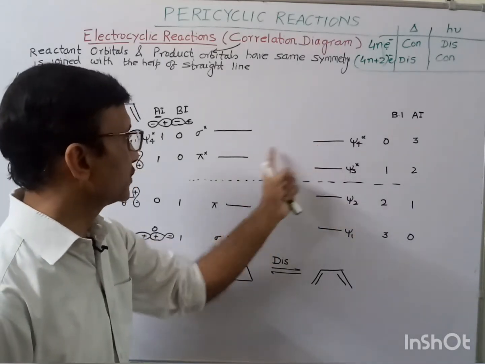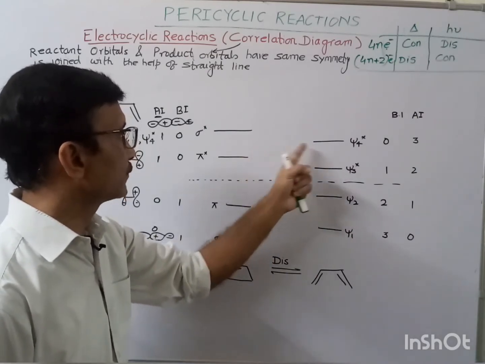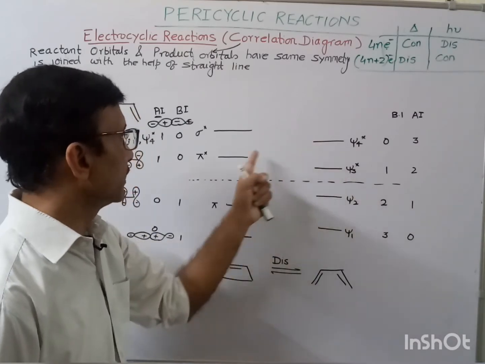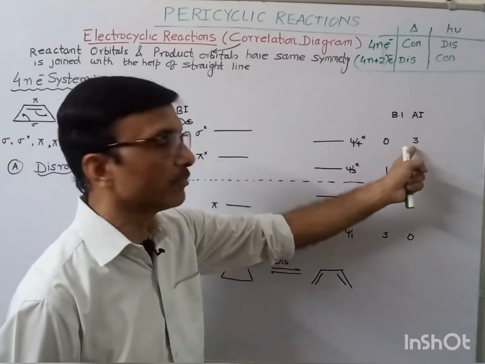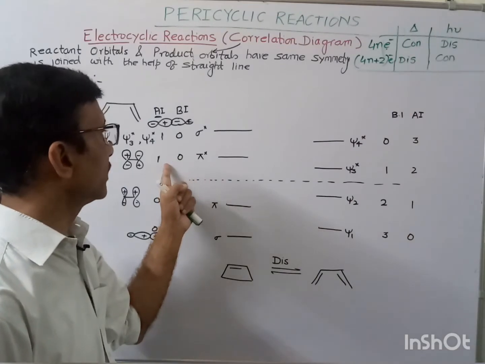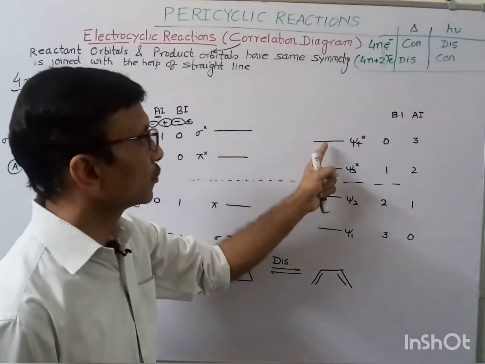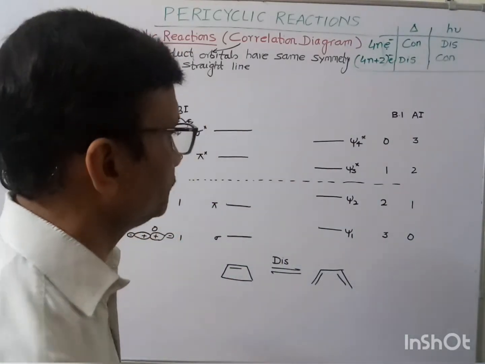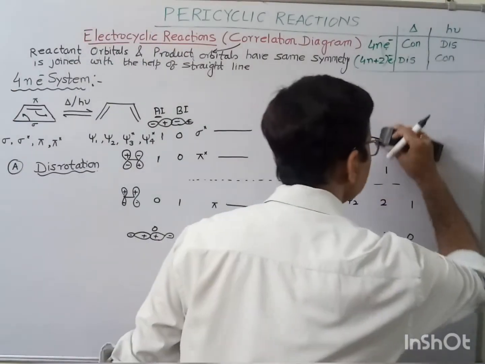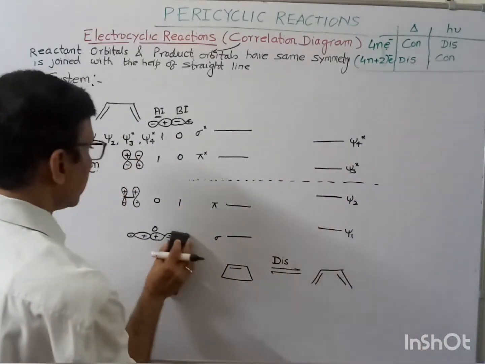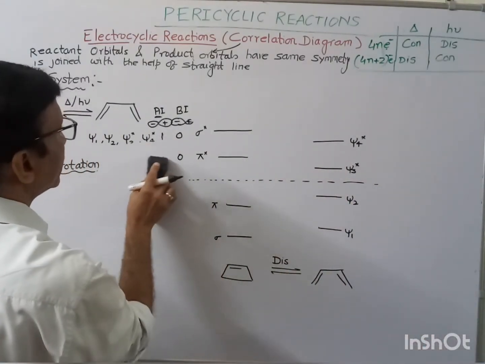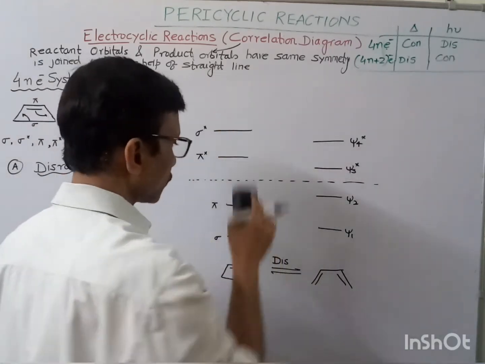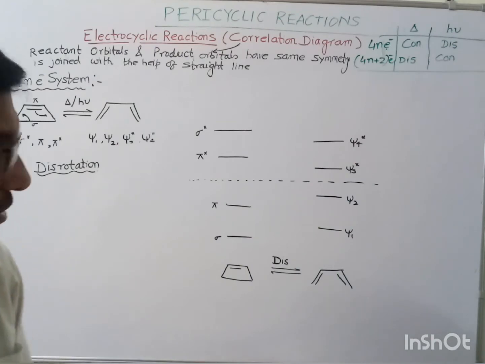So if you will compare this one pi star and Psi4 star, then this is having the 3 anti-bonding interaction and this is having the 1 anti-bonding interaction. That's why no doubt it will have the higher energy. So like this we can understand the energy level for this one. We may understand the energy level, and now let's see how we can join these lines.